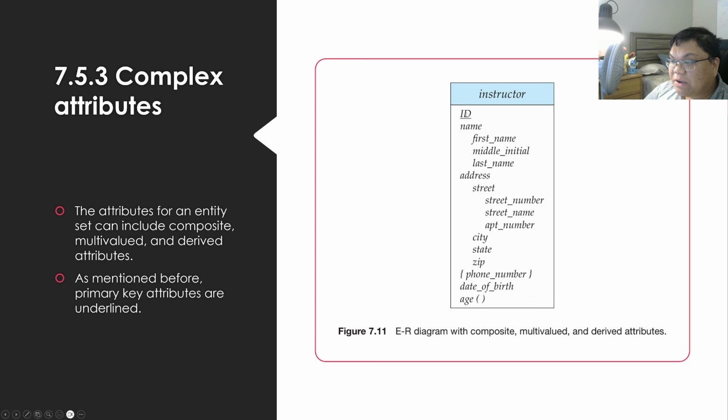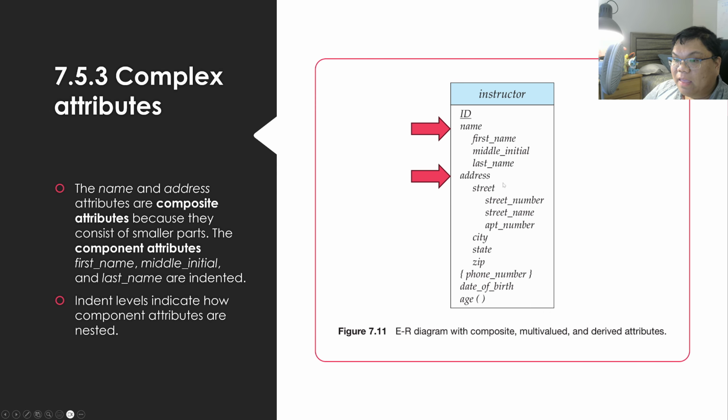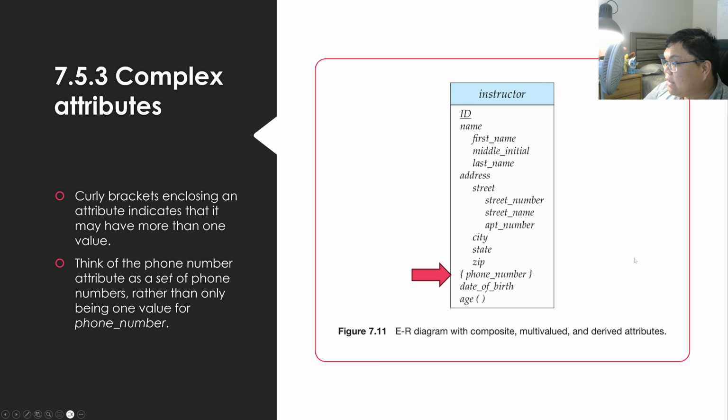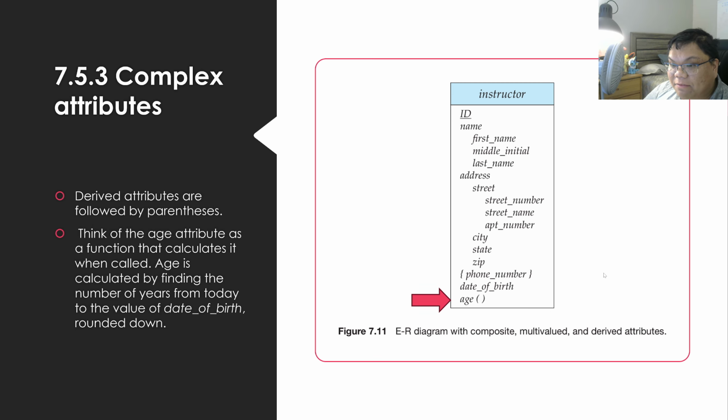Complex attributes. So when we list the attributes for an entity set, if any of them are composite, we list the components indented. As mentioned before, primary key attributes are underlined. Name and address are composite attributes, and their components are listed indented. If we have a multi-value attribute, we enclose it in curly brackets. If we have a derived attribute, we put parentheses after the attribute.